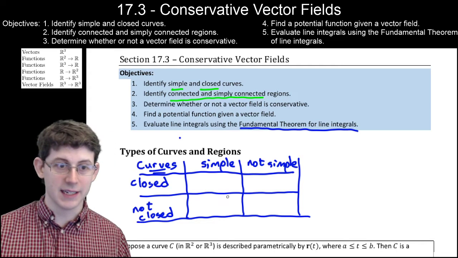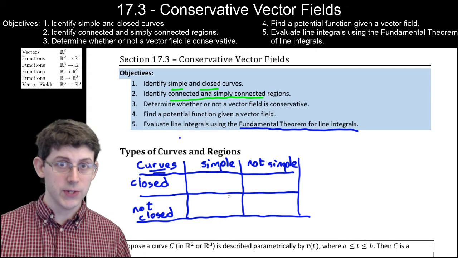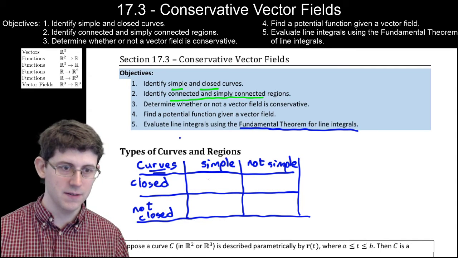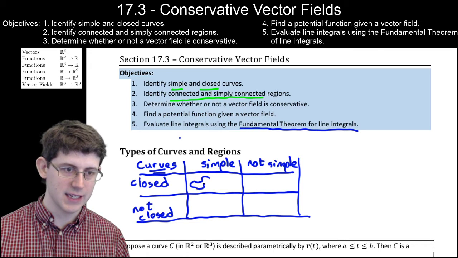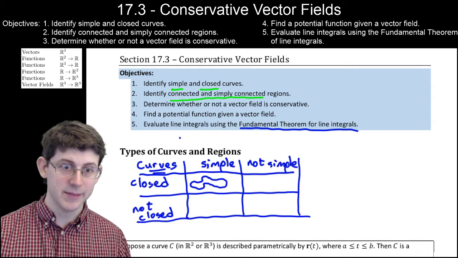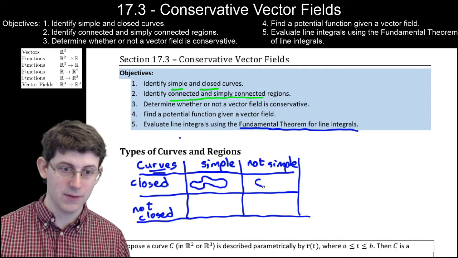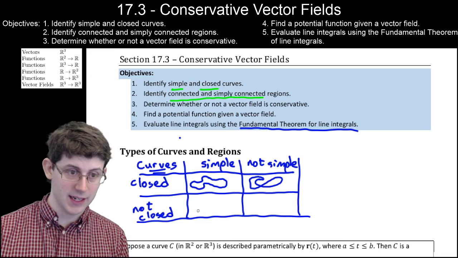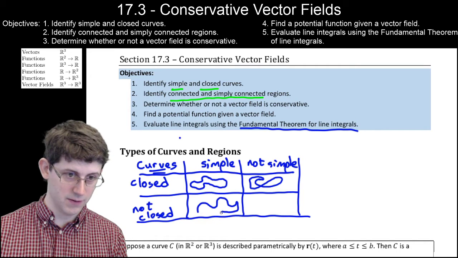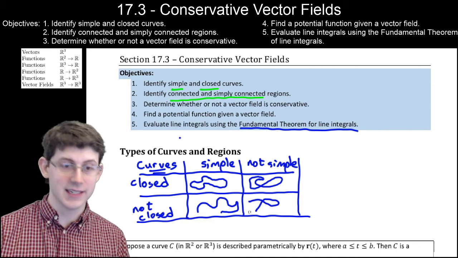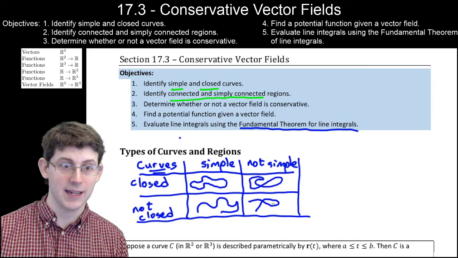A simple curve doesn't cross itself, and a closed curve comes back to where it started. So a simple closed curve would be a curve that doesn't ever cross itself and it comes back to where it was. If it's a non-simple closed curve, that means it comes back to where it started, but it maybe crosses itself on the way. Not closed just means it doesn't come back to itself. So a simple not closed curve would be like this, and a non-simple non-closed curve is the worst case scenario where it doesn't start and end in the same place and it also crosses itself.